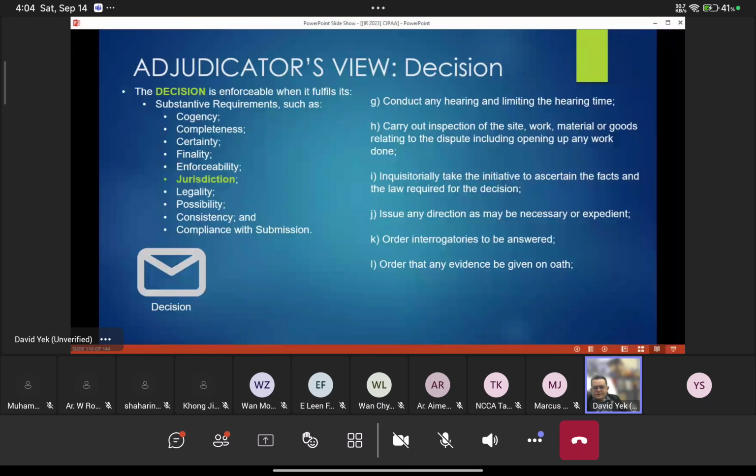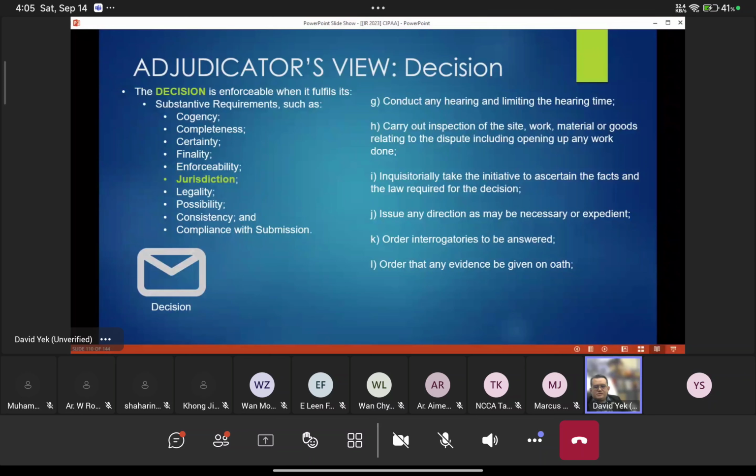Sometimes you can also conduct a hearing. If the party is willing to pay, why not? And the party must also be willing to give you an extension of time. Yeah. And this also applies to carrying out inspection of work. Inquisitorily take the initiative to ascertain the facts and the law required for the decision, as long as this thing is mooted by the parties. If it's not mooted, cannot.